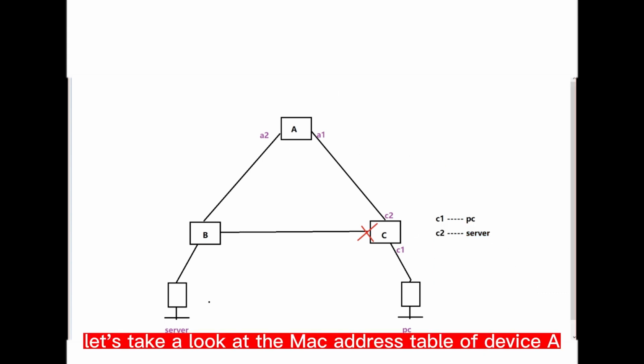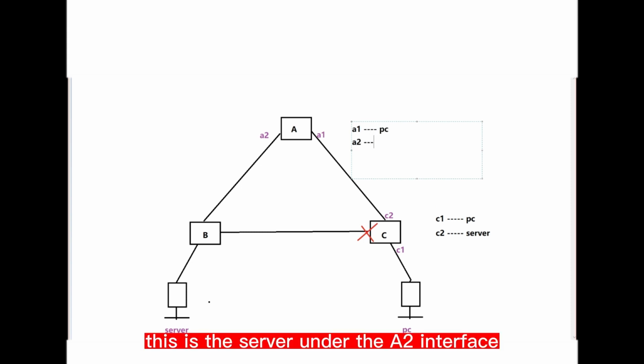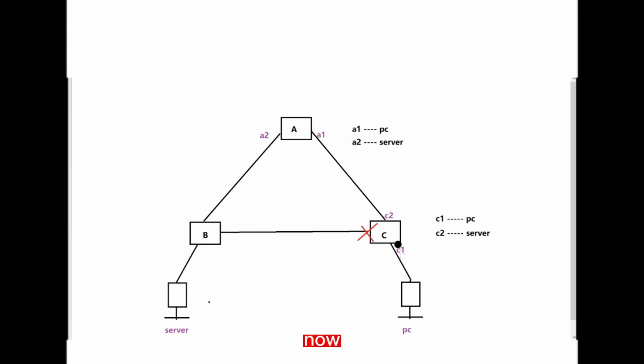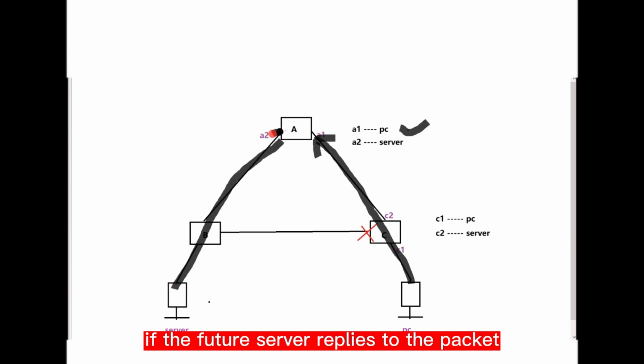Same. Let's take a look at the MAC address table of device A. For device A, now under the A1 interface, this must be a PC. This is the server under the A2 interface. When it receives data now, messages received from PCs here, A1 corresponds to PC. If the server replies to the packet, it returns to device A from the A2 interface. This A2 interface learns here is the server.